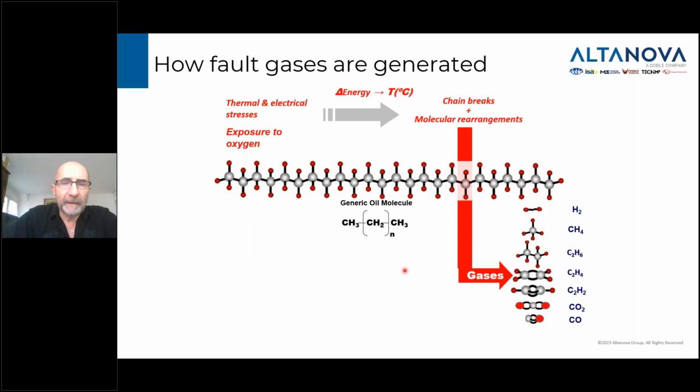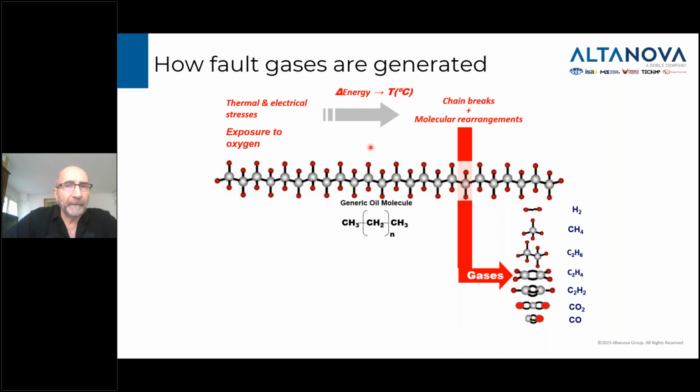So what happens in your transformers? Well, as your transformer is energized, the electrical and the thermal stress energy start breaking the connection between the hydrogen atom and the carbon atom. That chemical connection is usually very, very weak, so it's very easy to break. So in a normal transformer, in normal operation, there will always be a certain level of hydrogen that is being dissolved into the oil.